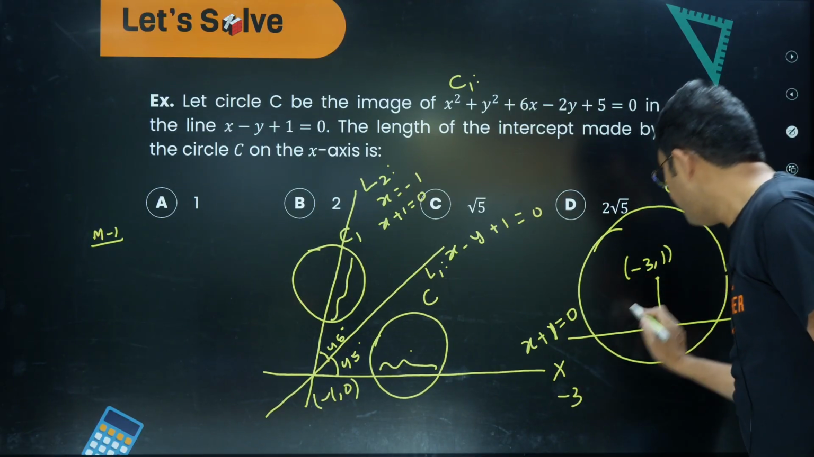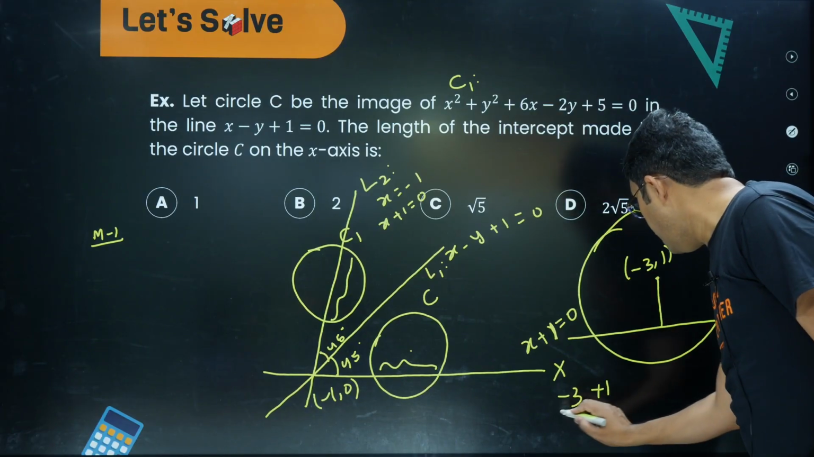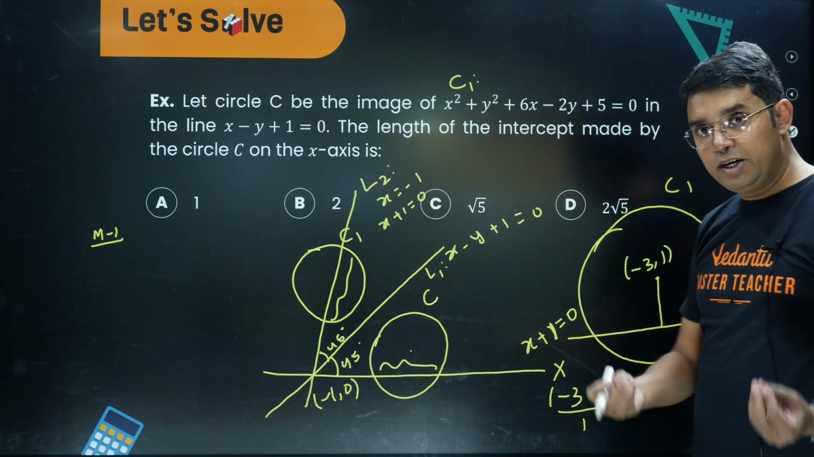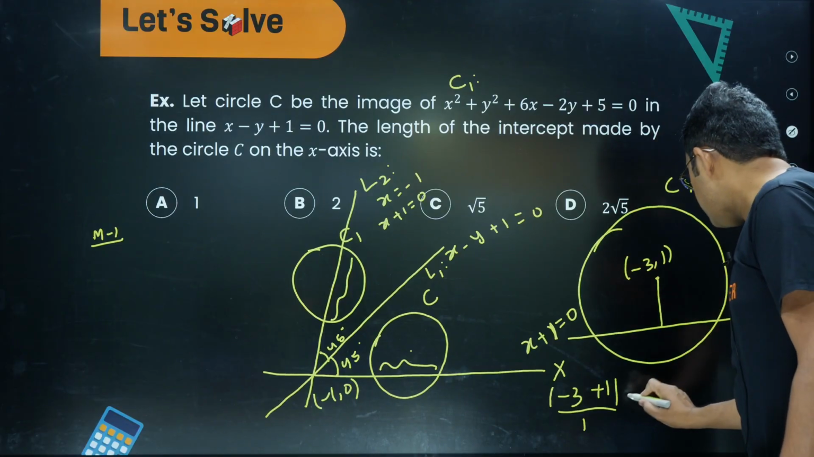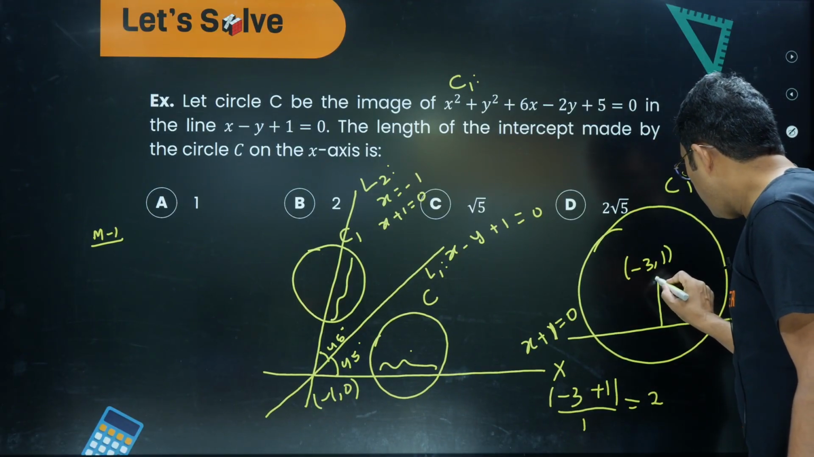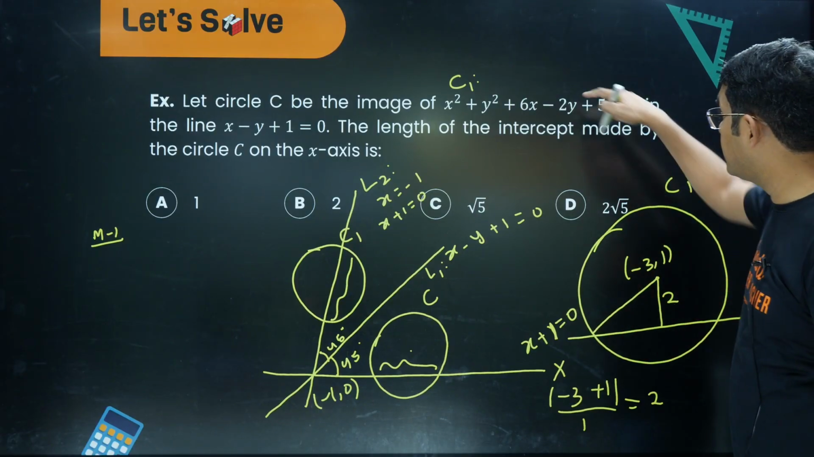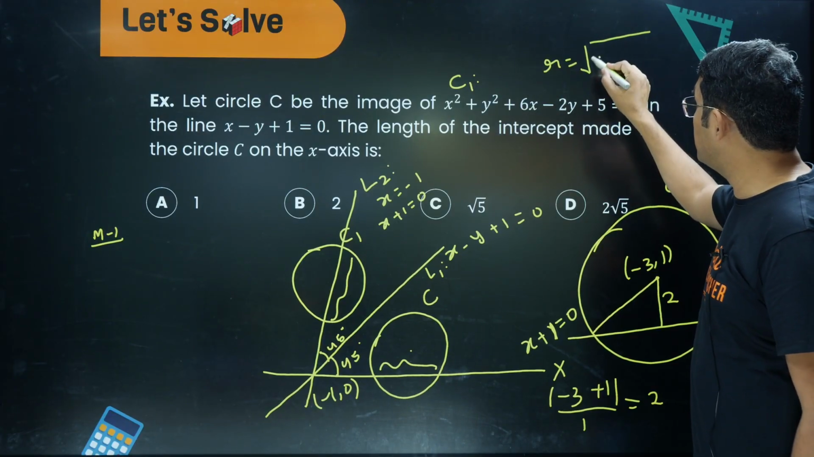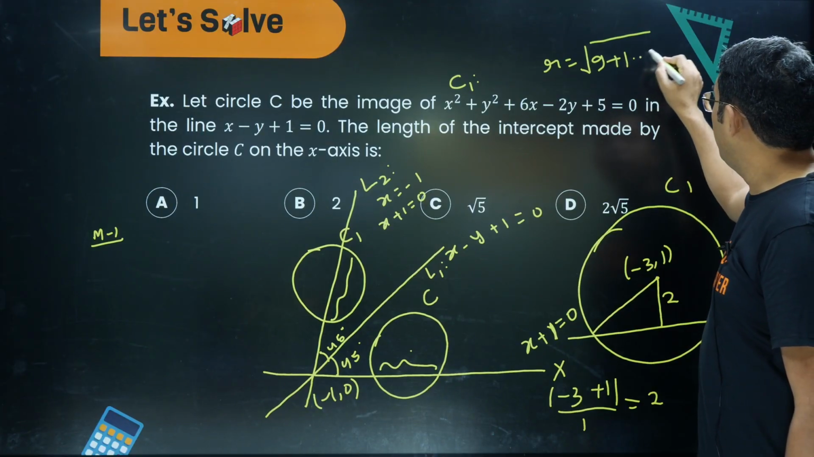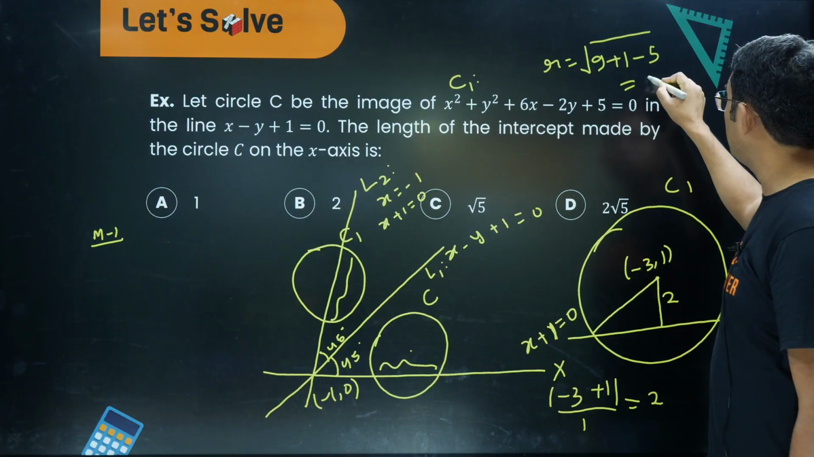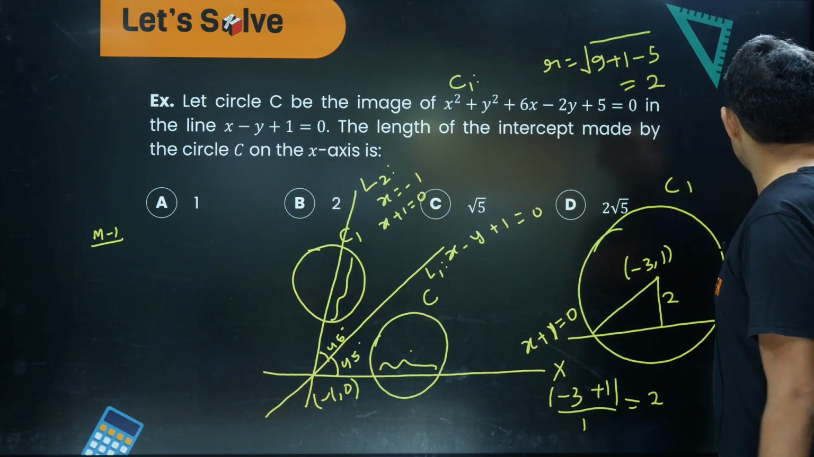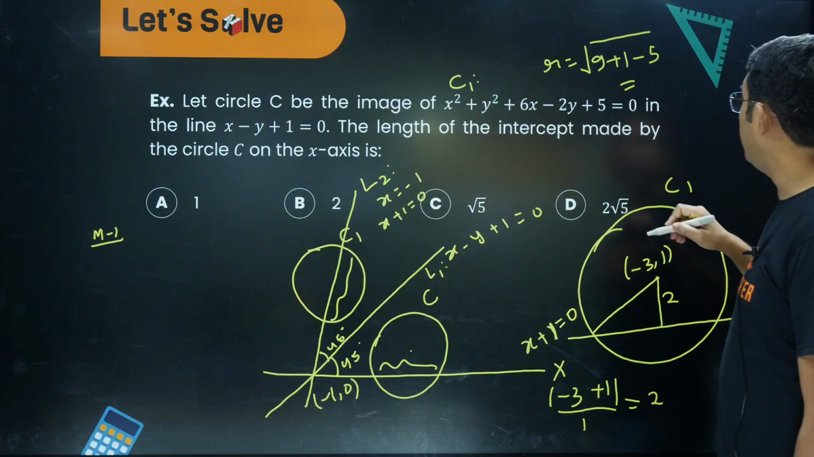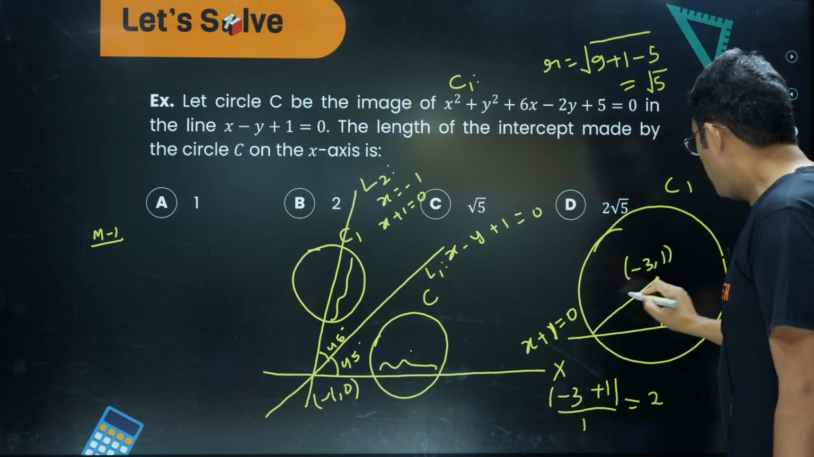So that will be minus 3 plus 1, the x coordinate, upon 1. Why 1? Because there is no y, so just under root of 1 square plus 0 square, so only 1. So this distance will be equal to 2. And also if you find the radius of this circle, the radius will be root over g square, that is minus 3 square, so 9, plus f square, so 1, minus 5. So 9 plus 1, 10, minus 5, so root 5.